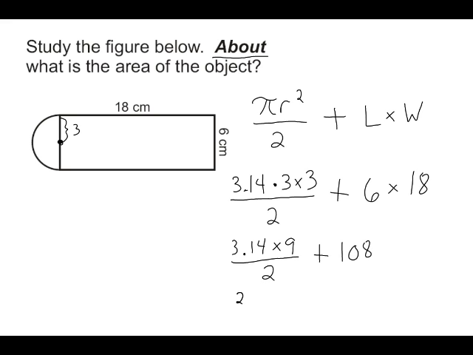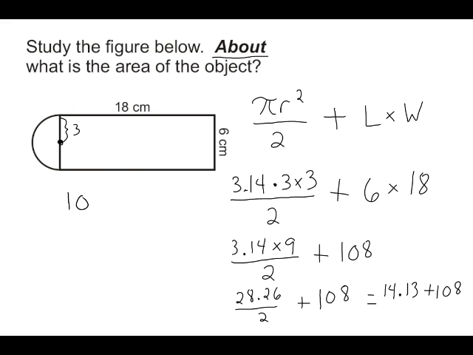3.14 times 9 is a product of 28.26. And we still have to divide that by 2. And then we have to add that total to 108. And 28.26 divided by 2 is equal to 14.13. Notice all we had to do is cut 28 in half, which is 14, and cut 0.26 in half, which is 0.13. But we still have to add 108 to 14.13.